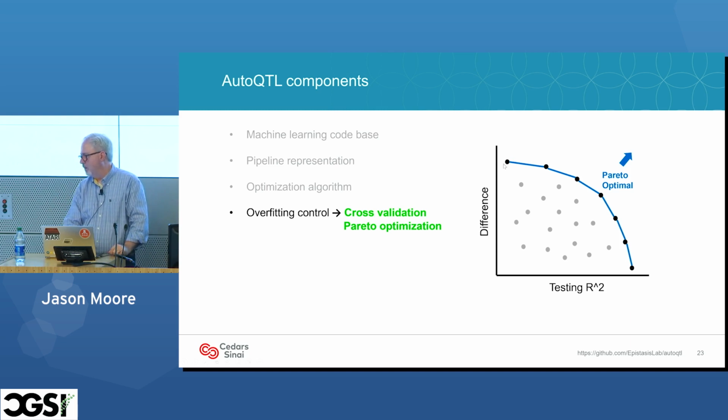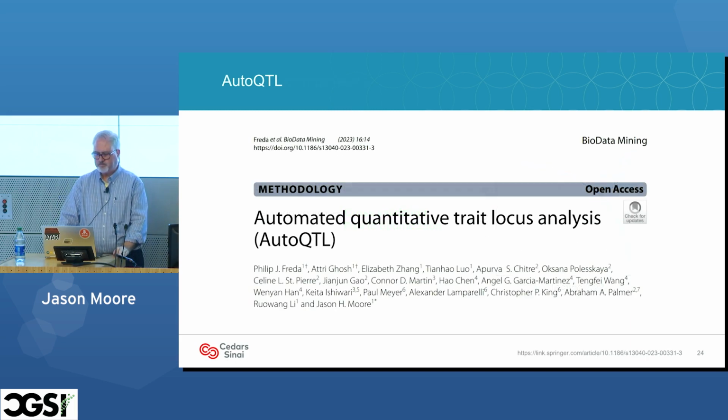So here, up in the upper left, we have a pipeline that is not overfitting very much. So that's good, but its predictive ability is not very good. So that's perhaps not a very interesting model. Here's one that predicts really well, but seems to be overfitting quite a bit. And so we typically look at this bend here for pipelines that balance these two objectives, and that's where we look for our best models.